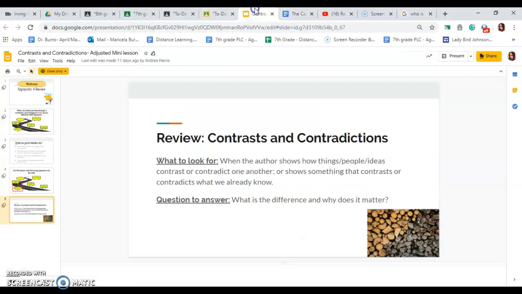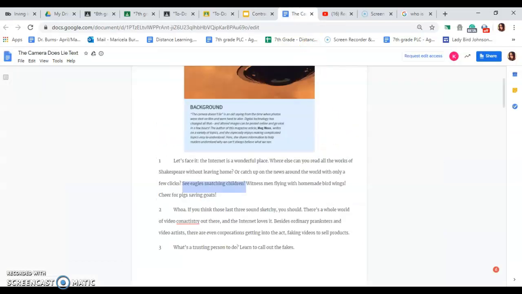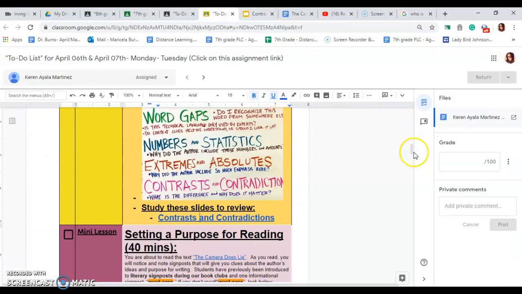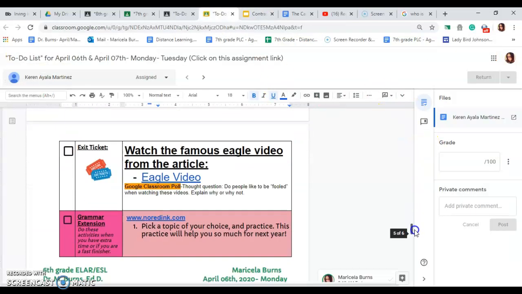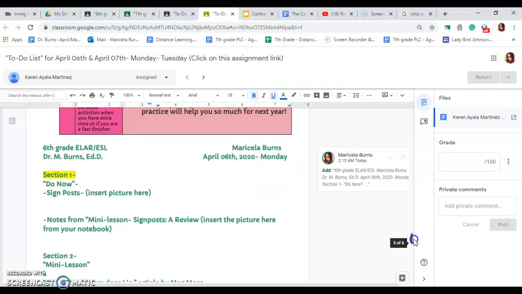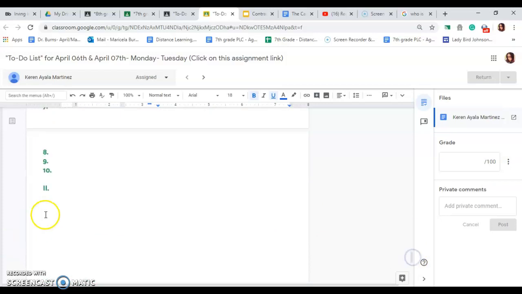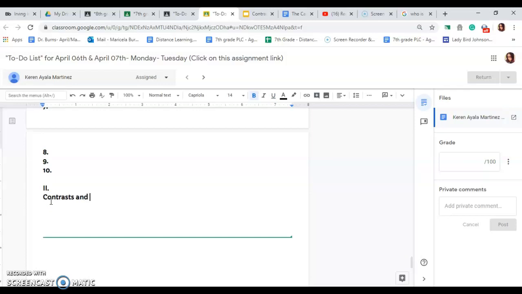So I would say that this one could be a contradiction to what we know because it goes against what we already understand of the world. And so I would use that as a contradiction to what we know as far as what is possible. For an eagle to lift up a baby, that's kind of not normal. So I would write contrasts and contradictions.